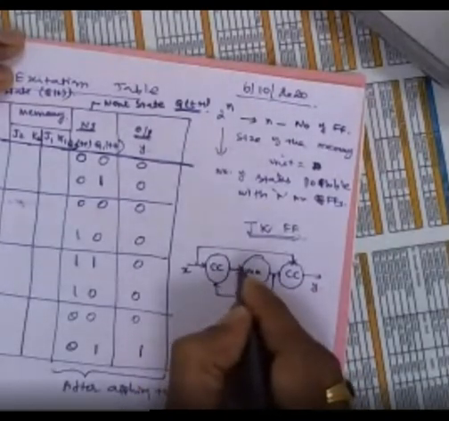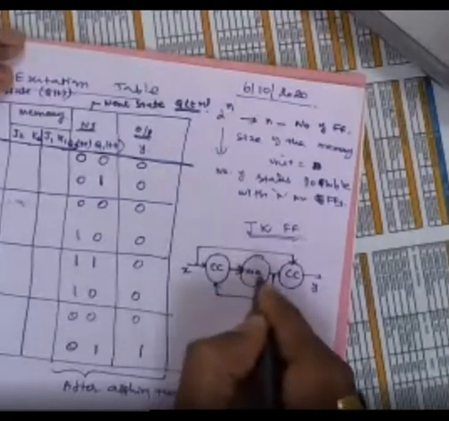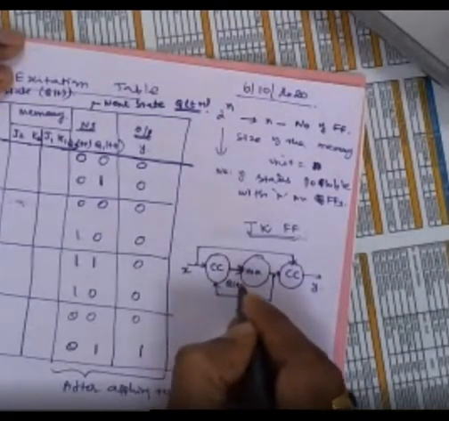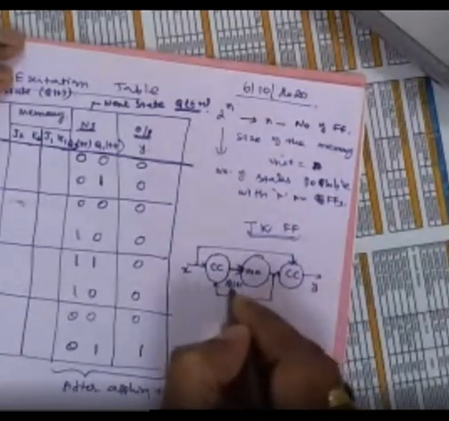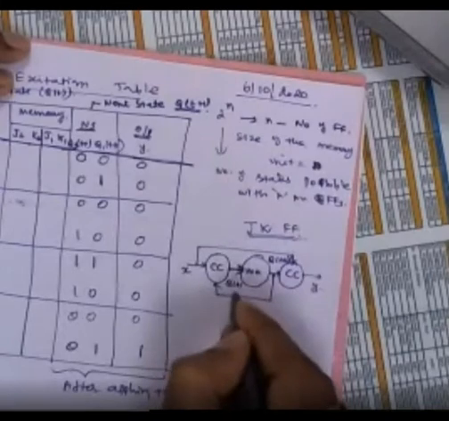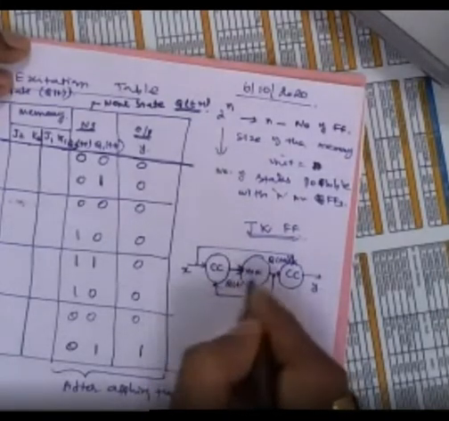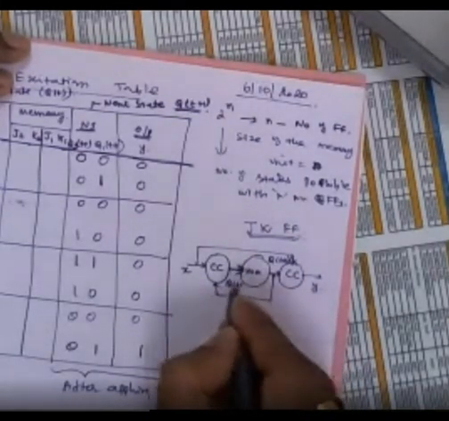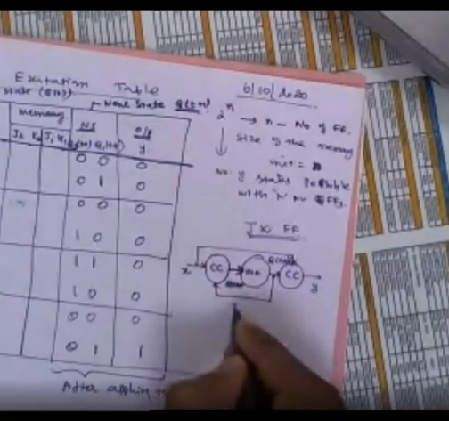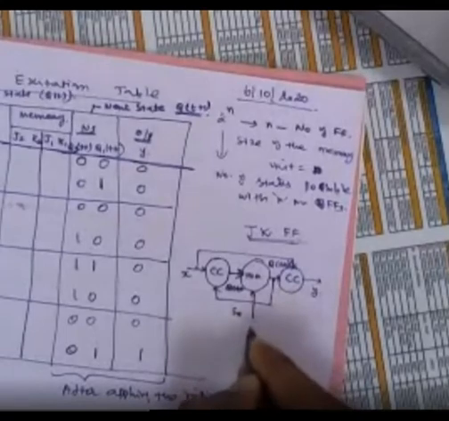So the memory will generate the next state now. This is Q of t, and this is the next state generating function, Q of t plus 1, right? Don't straight away take this as Q of t. Okay, this is the feedback. Then the clock will be here.